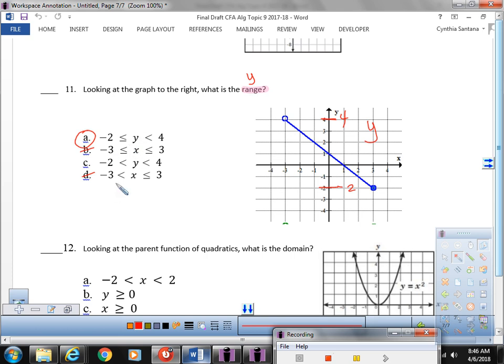So again, if you're missing these, remember Dora. Do is domain, which is X. Ra is range, which is the Y.